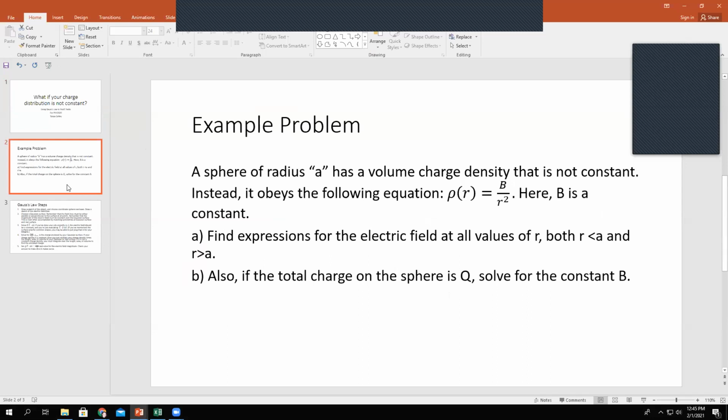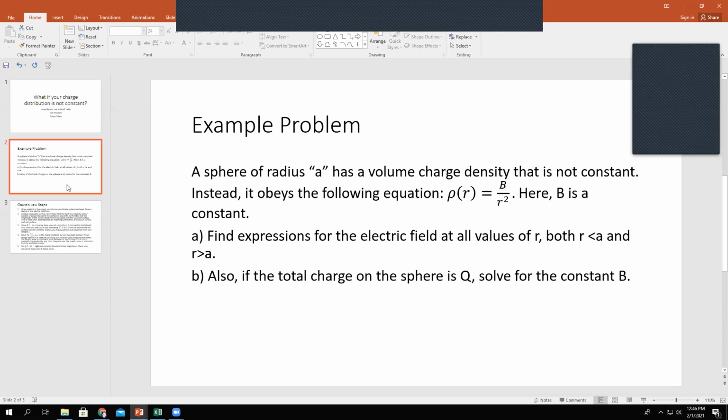So here's the example problem that I'd like to do for this one. Let's say we have a sphere of charge and it has a radius a. Now the volume charge density of the sphere is not constant. Instead, the volume charge density is a function of the distance from the origin of the coordinate system, or the center of the sphere. So we can write our volume charge density, rho of r, as b over r squared. Now, b is a constant, but as you can see, this volume charge density changes with respect to r.